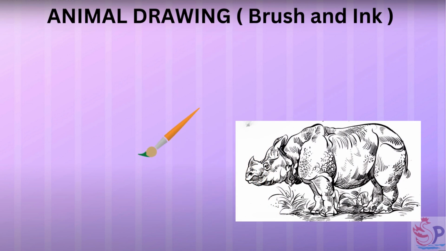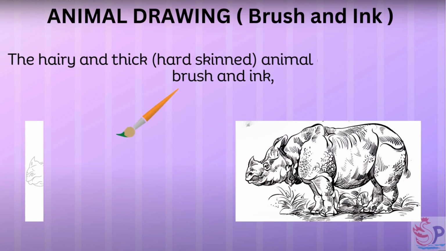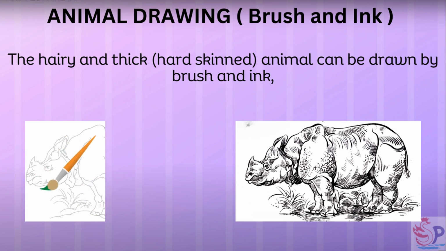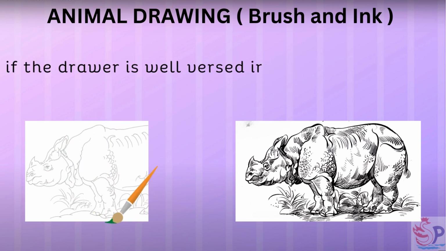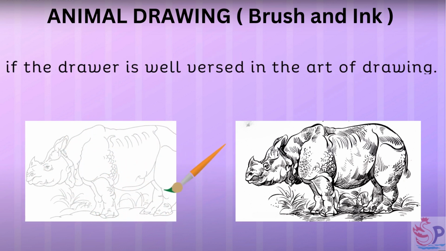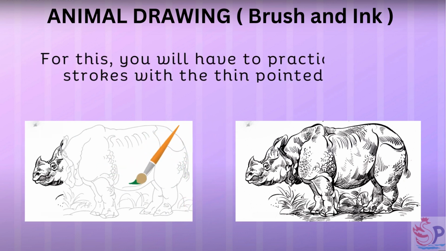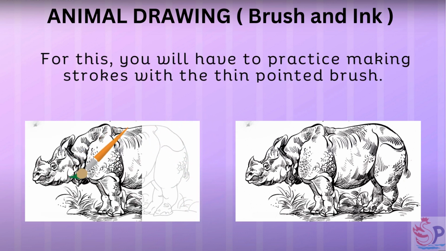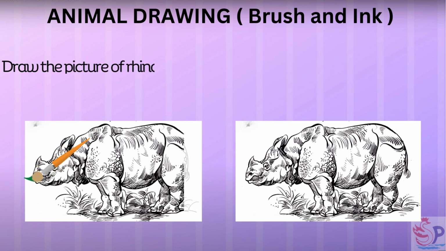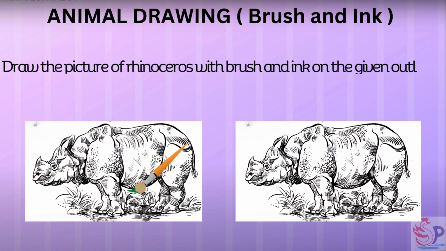Animal drawing, brush and ink. The hairy and thick, hard-skinned animal can be drawn by brush and ink, if the drawer is well versed in the art of drawing. For this, you will have to practice making strokes with the thin pointed brush. Draw the picture of rhinoceros with brush and ink on the given outlines.